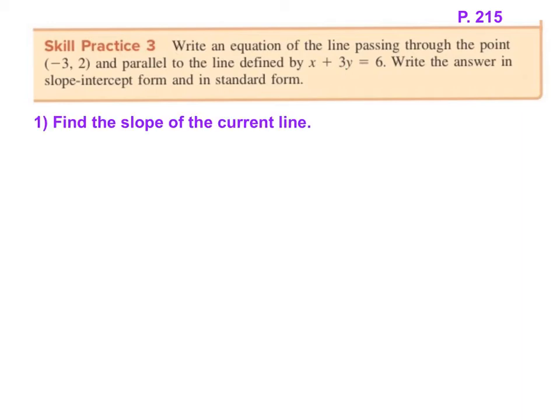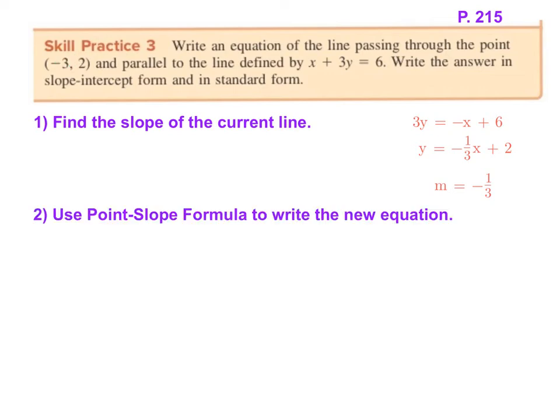The way that we do that, we find the slope of the current line. Okay, and so I'm going to get it in the slope-intercept form. So I'm going to move the x, which makes that minus x. Then I'm going to divide by 3 to get the y by itself. And so my slope is negative 1/3. Okay, which means what I'm going to do is write an equation with that slope that goes through that point.